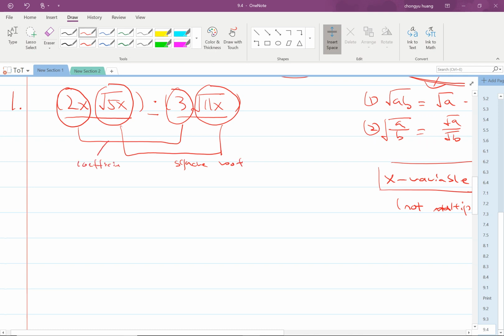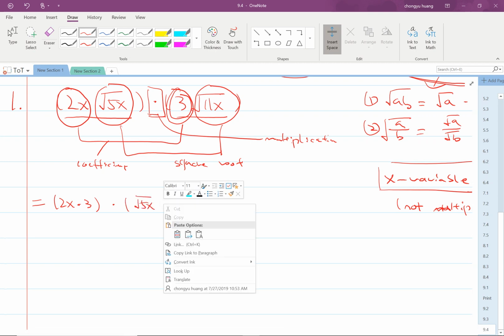So an easy way, and we are actually doing multiplication over here. Let me write it down. Multiplication. Since this is the first question, I want to write it down as much as I can. An easy way to do the multiplication is you just multiply them. We multiply the coefficients, which is 2x, and then we multiply the other coefficient, which is 3. After that you want to multiply those square roots.